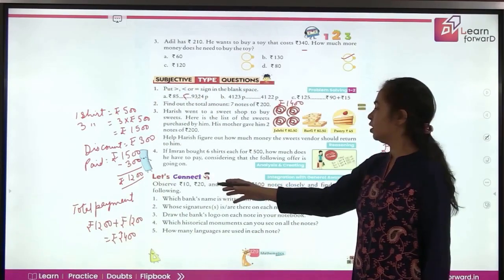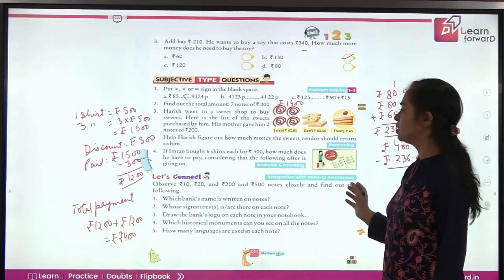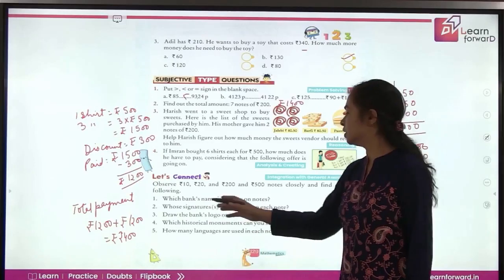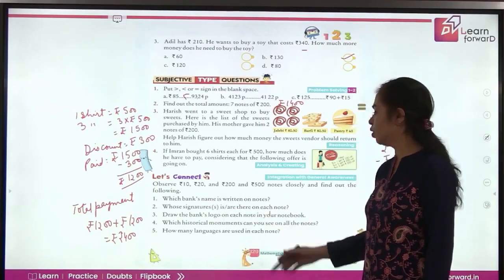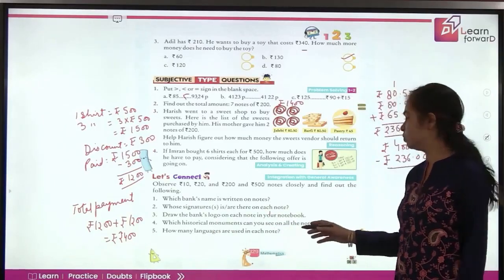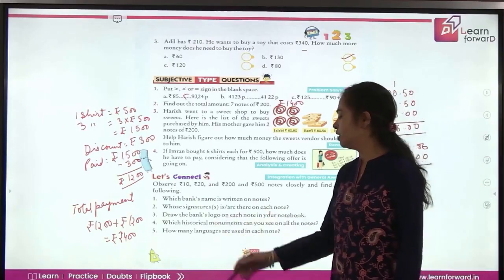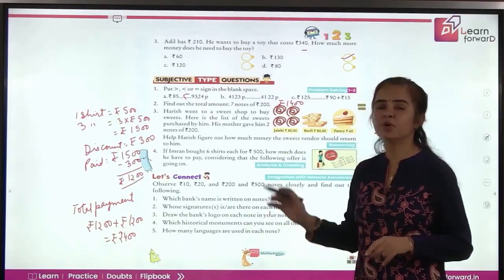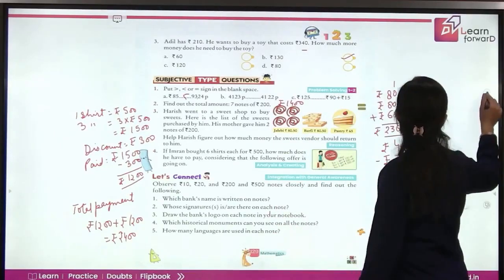Observe the rupees 10, 20, 200, 500 notes closely, and find out which bank's name is written on the notes and whose signature is there. Draw the bank's logo on each note in your notebook, and then find which historical monument you can see on all the notes, and how many languages are used. So you have to just check out these notes and explore all these things yourselves, children.